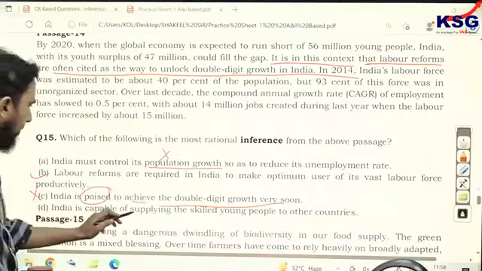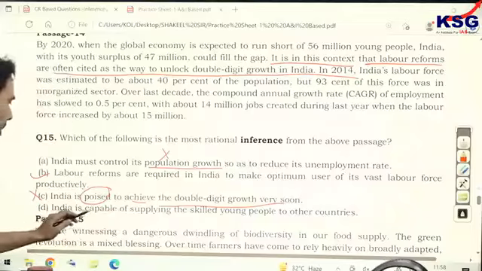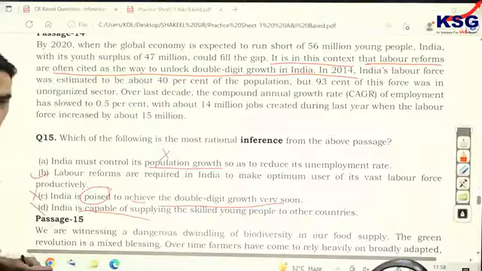D says India is capable of supplying the skilled young people to other countries. It is capable of that, but labor reforms are required there, because in terms of the number, it is mentioned in the first sentence that India could fill the gap. However, there are other things involved like labor reforms, why it is required, maybe the skill required and all that. So D is not the best option, B is the correct answer.